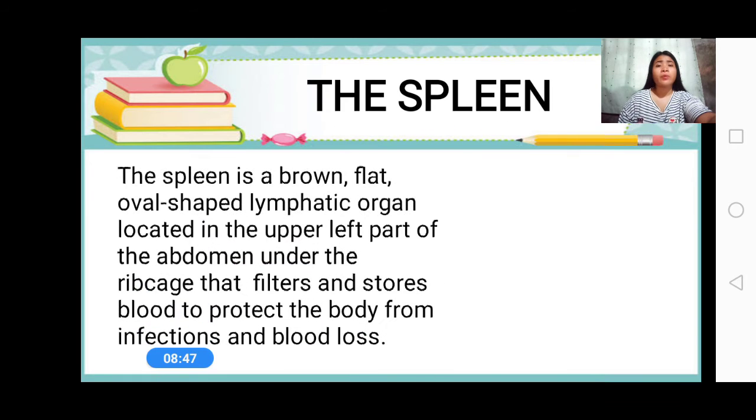Okay, very good. And then the spleen. The spleen is a brown, flat, oval-shaped lymphatic organ located in the upper left of the abdomen under the rib cage. The spleen filters and stores blood to protect the body from infection and blood loss. So what is the function of the spleen? To filter and store blood to protect the body from infection and blood loss. Do you understand? Okay, that is the spleen.